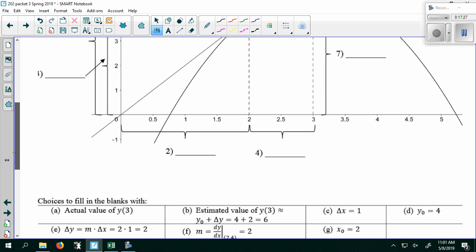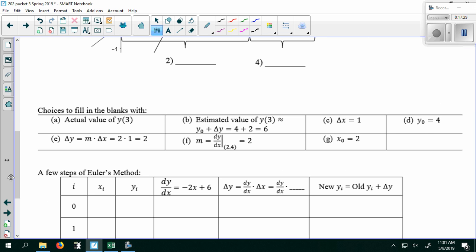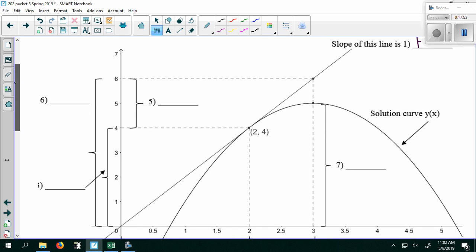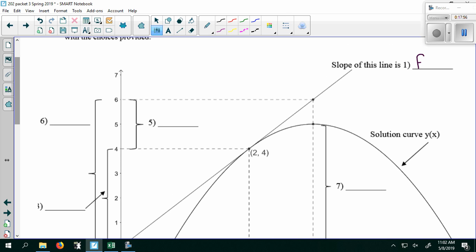So from our choices, the slope of the line is the differential equation evaluated at the point (2, 4). Remember, the differential equation is dy/dx equals negative 2x plus 6. So if you plug a 2 in for x, you get negative 4 plus 6, which is 2. So the slope of the tangent line is 2. If you know a point and you know the slope, you can know the equation of this line. So we can graph this tangent line, even though we don't know the solution curve.